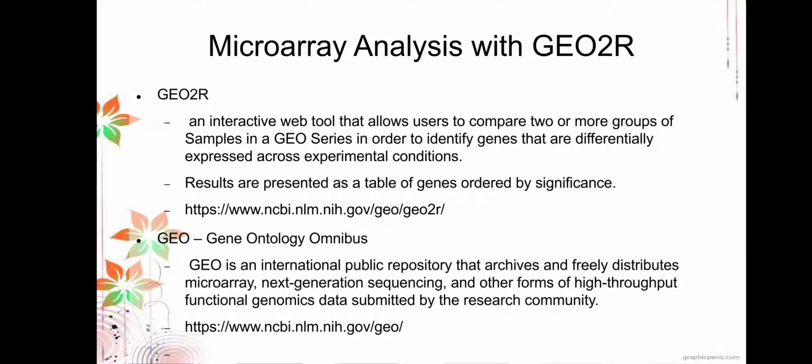And then we also have the gene expression omnibus. So I'm talking about the GEO datasets. So GEO means the Gene Expression Omnibus. It's an international public repository that archives and freely distributes microarray, next generation sequencing, and other forms of high throughput functional genomics data submitted by the research community.